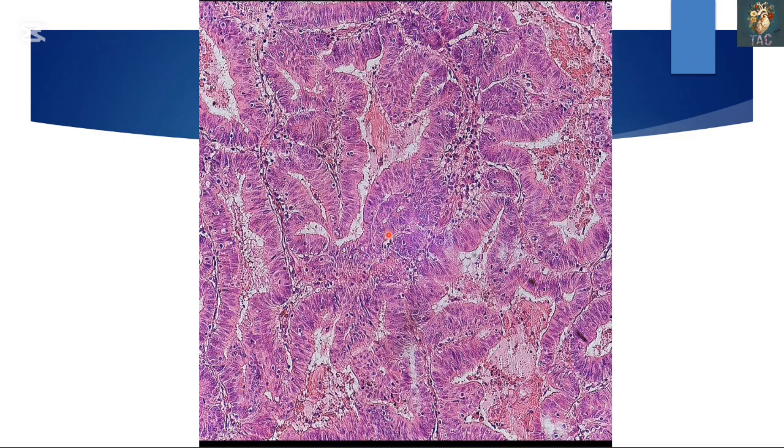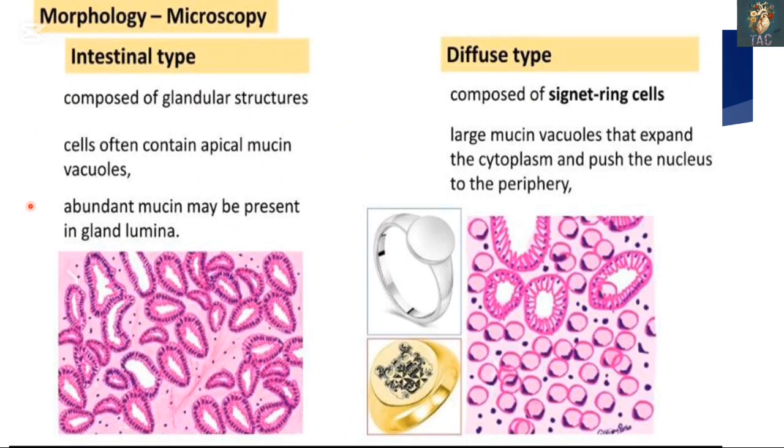Another slide of intestinal adenocarcinoma, that is colorectal carcinoma. Different malignant glands all over the image with hyperchromatic nuclei. Now this slide is showing you two different types of gastric carcinoma. Gastric carcinoma is broadly classified into two main histological types, intestinal and diffuse. First, we will discuss intestinal type.